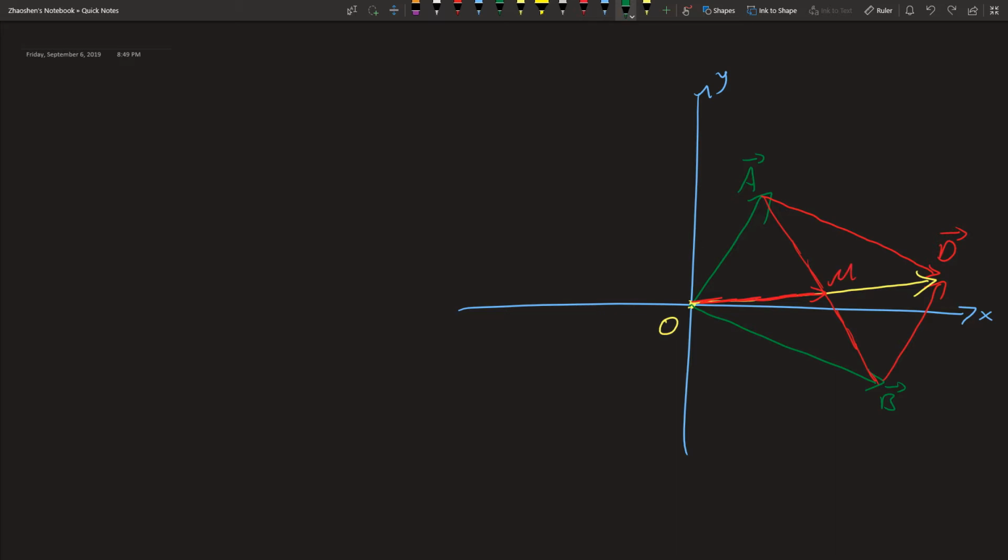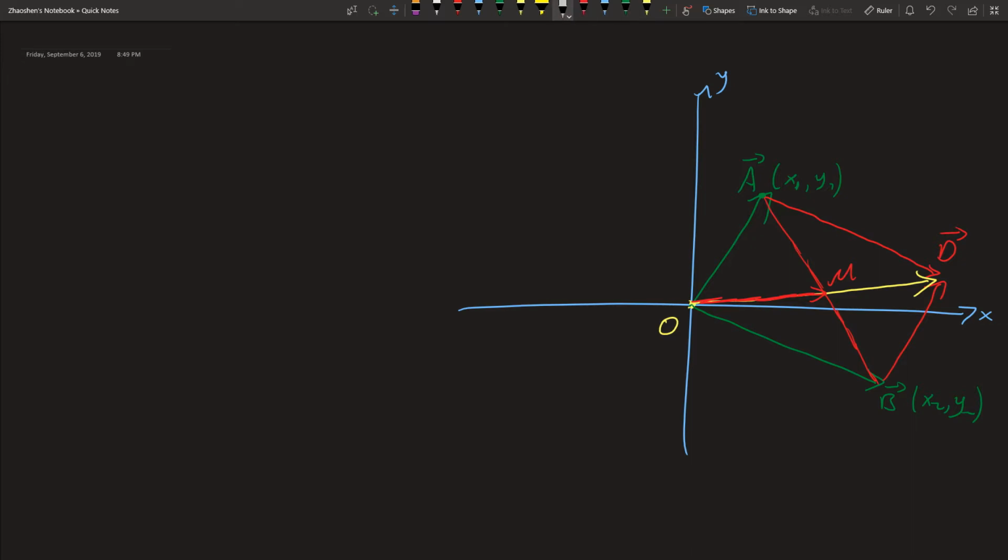Now let's put some points down. For example, this point right here is (x1, y1), and this point is (x2, y2). We need to find this point over here. Not this point. We need to find the vector OM, but M is denoted by a point as well, right? So let's see how we can do this.